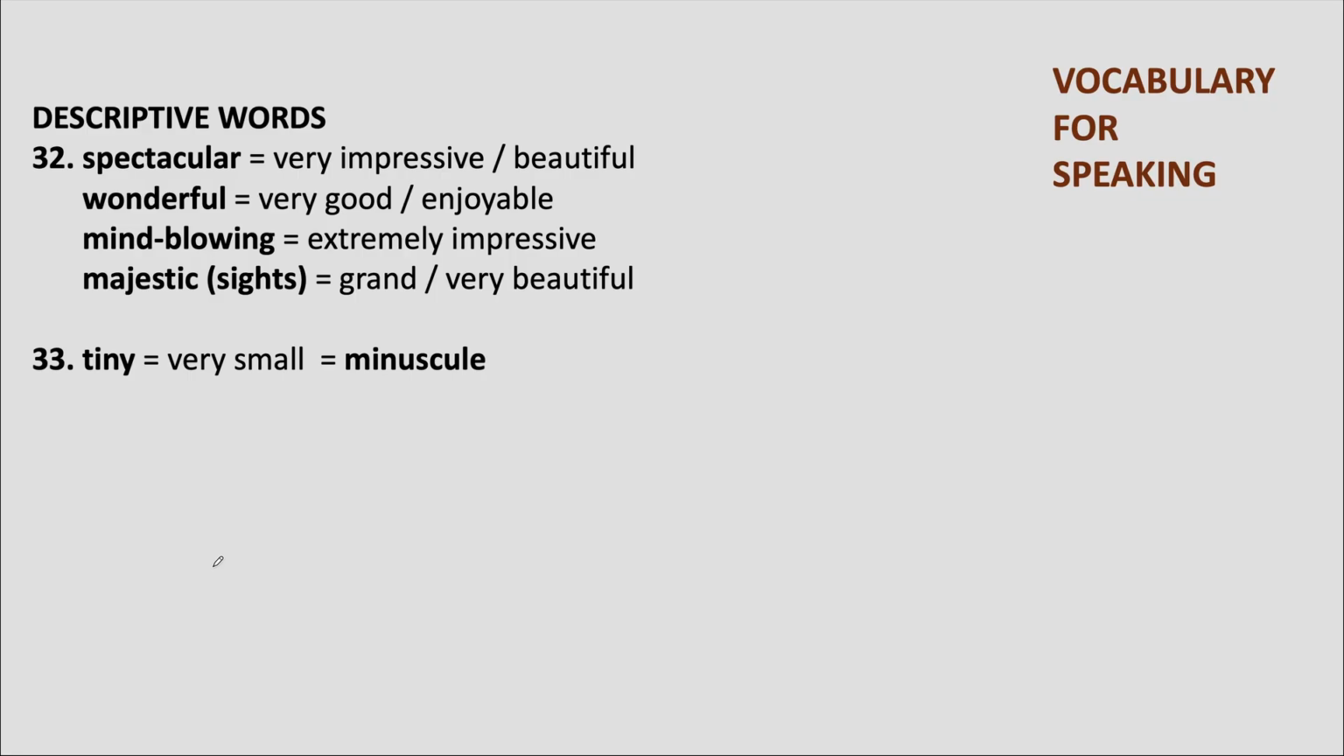These are not necessarily for locating answers, but they are very useful to understand meaning, and you can also use them in your speaking. For example, there are many different ways used to say that something is beautiful or impressive. We see words like spectacular, wonderful, mind blowing, and majestic sights. All of these describe something that is very beautiful, grand, or impressive. So instead of always saying beautiful, you can use these stronger words.